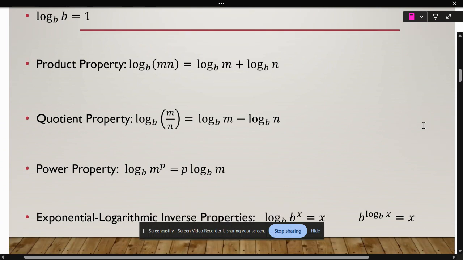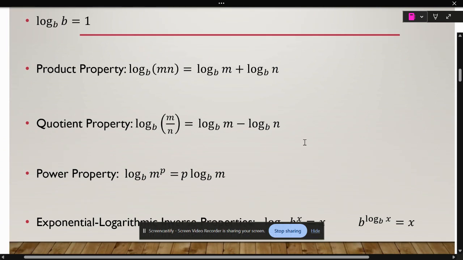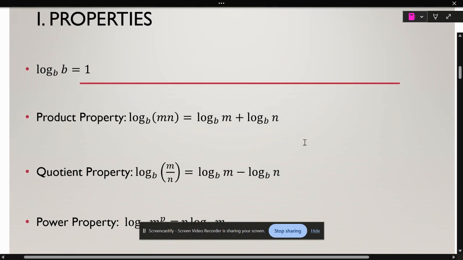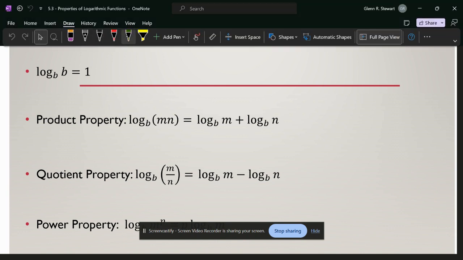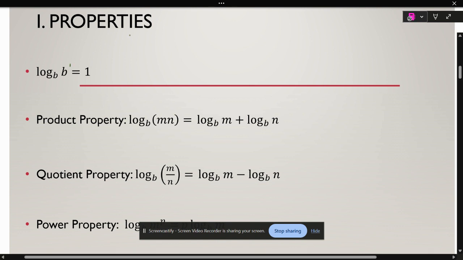Here are some big-time properties for you to make sure that you know. I'm just going to go down through them briefly and give you an additional example. But first off, you've got log base b of b is equal to 1. It's all based on what your exponent is. I'm going to show you a different example where it's not necessarily 1, but I think you'll see that later on. The reason is, if your base and the number your log is going to are the same, your answer is going to be your exponent.